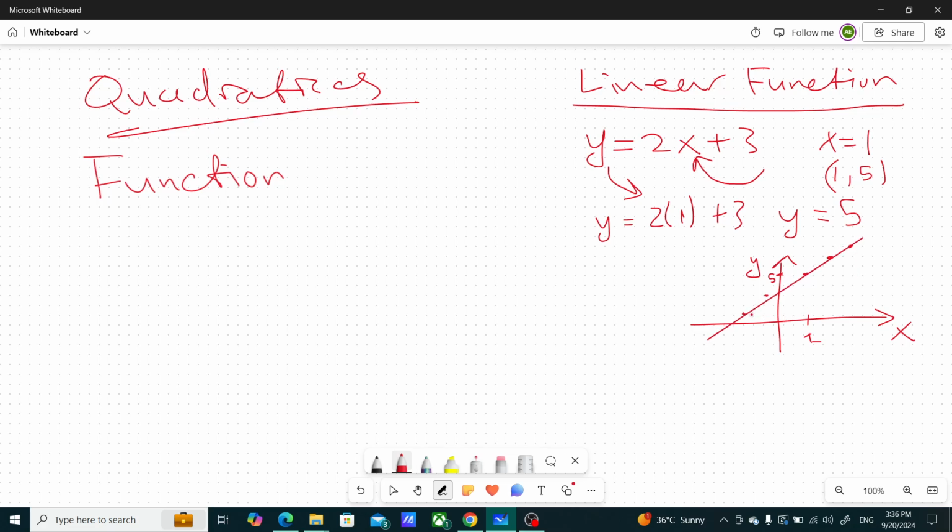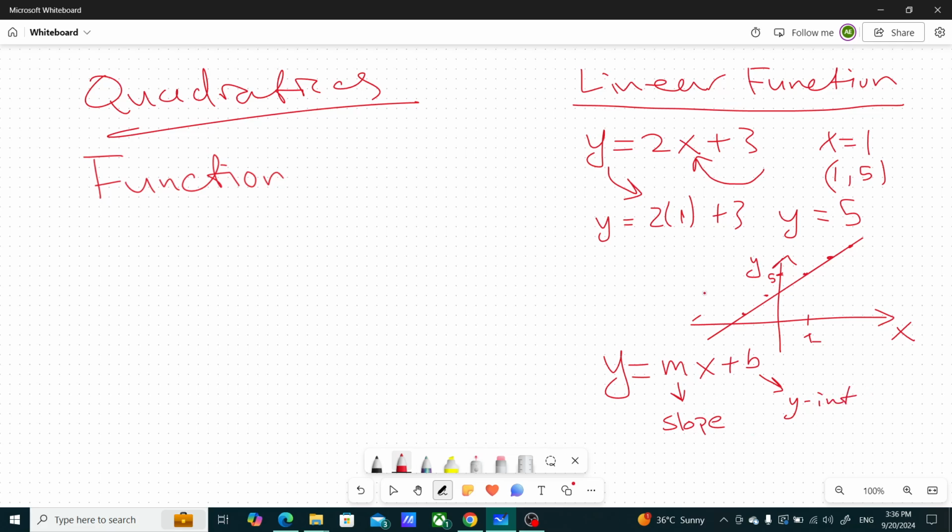Okay? So, characteristics of a linear function. A linear function has the shape of a straight line. It's very simple, no curves, it's just a straight line. Also, the linear function has a general form, which is y equals mx plus b, where m is the slope and b is the y-intercept.